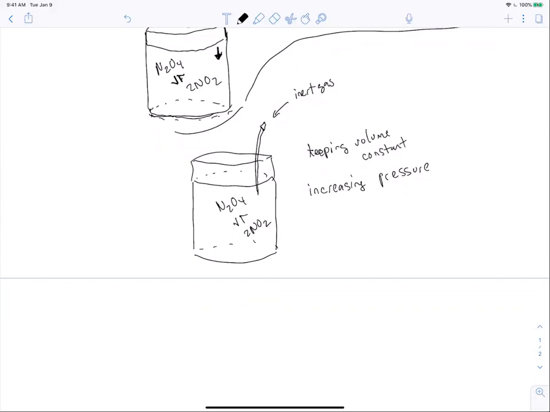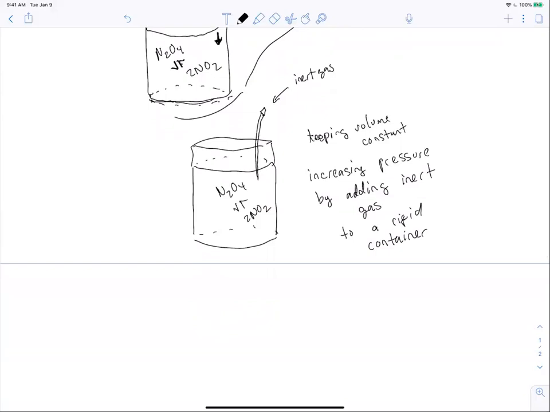If we increase the pressure by adding inert gas to a rigid container, things aren't going to change at all. So now I'm adding more gas into this system. I'm keeping the temperature constant, so the temperature's not changing. And so the pressure in there is going to increase because now I've got more stuff in there.